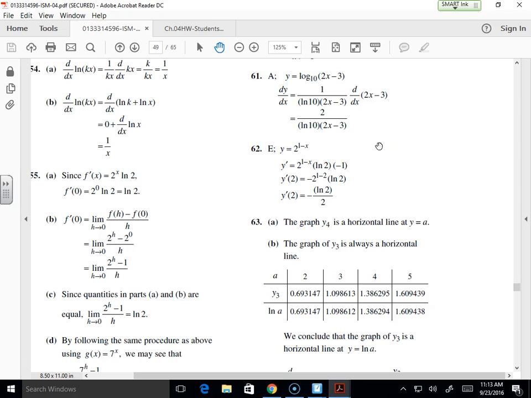Number 62: ln of 2 over 2. Sorry, negative ln of 2 over 2, which could be ln of 1/2 times 1/2. Interesting. That's it.